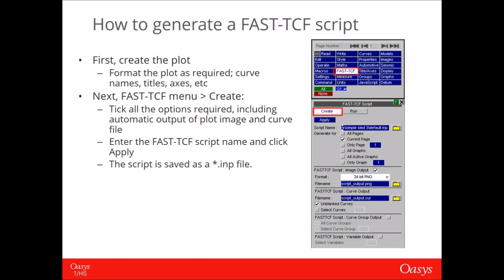And then the next thing to do is go to the FAST-TCF menu and create the FAST-TCF file. What you can do at this point is change the file name and create your FAST-TCF script. You can run that on the current page, so effectively that will reproduce the plot that you have for your current page, your current graph that you're showing. You can do that for all of the pages if you have multiple graphs, and we'll do a little demonstration of that later. At the same time, you can also request an image output and a curve output of the graphs that you wish. So the script itself is saved as an INP file, or an input file.